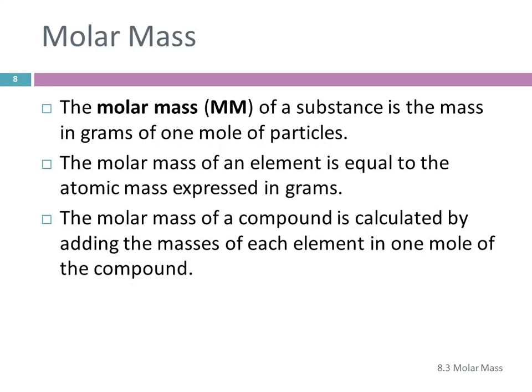Atomic mass is the mass of an atom or the mass of an individual molecule in atomic mass units. We figure that out from the periodic table. The molar mass is the mass of 1 mole. So we calculate this molar mass by adding the masses of each element that would be in 1 mole of the compound. We need the chemical formula to do this.